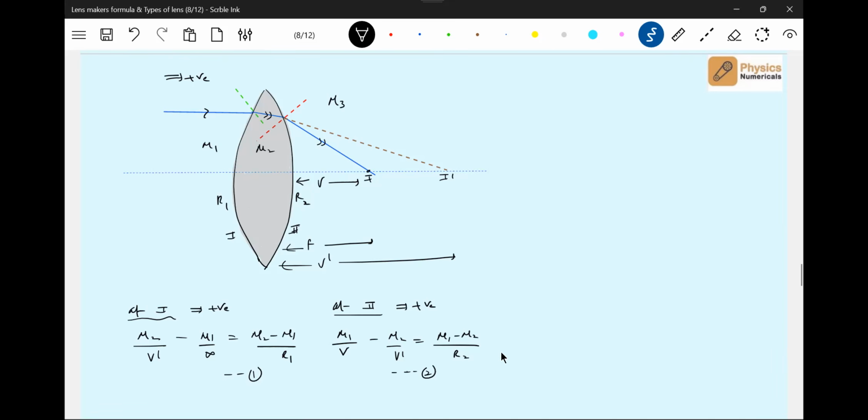mu 3. Refractive index of this medium is mu 3, this is mu 2, no? I changed it. So let's add up these two. So mu 3 by v is equal to (mu 2 minus mu 1) by r1 plus (mu 3 minus mu 2) by r2. Let v equal to f. So mu 3 by f equals (mu 2 minus mu 1) by r1 plus (mu 3 minus mu 2) by r2.